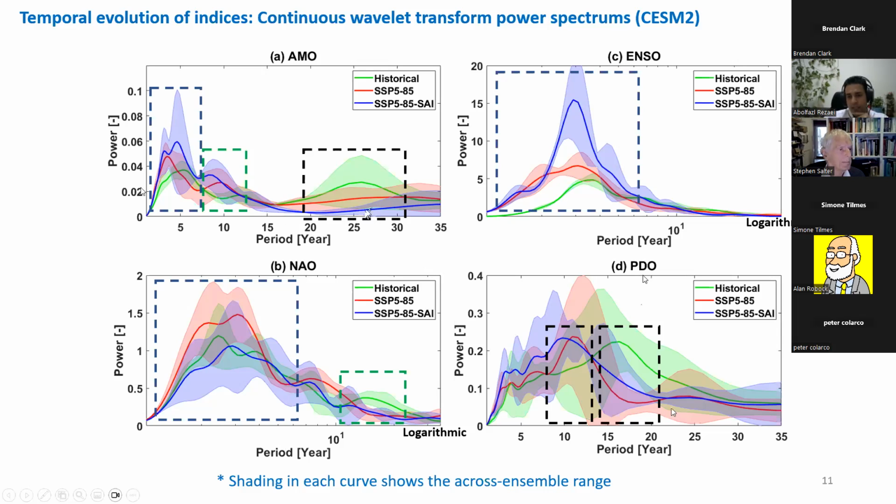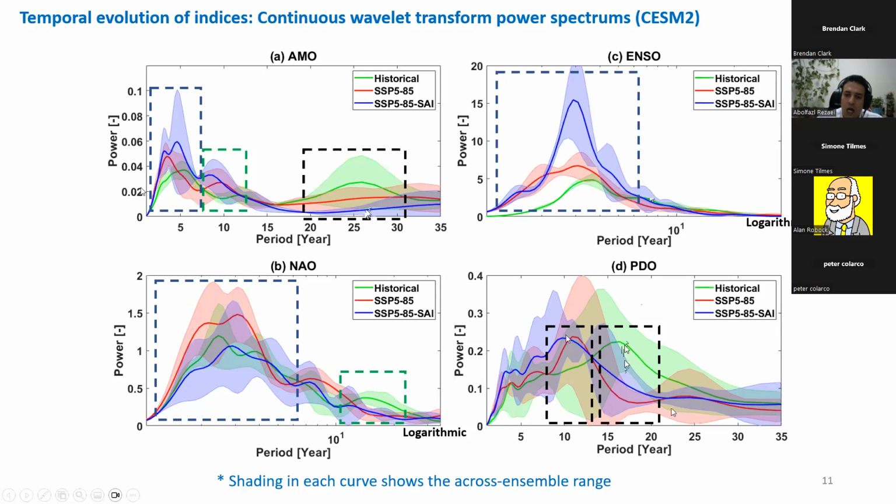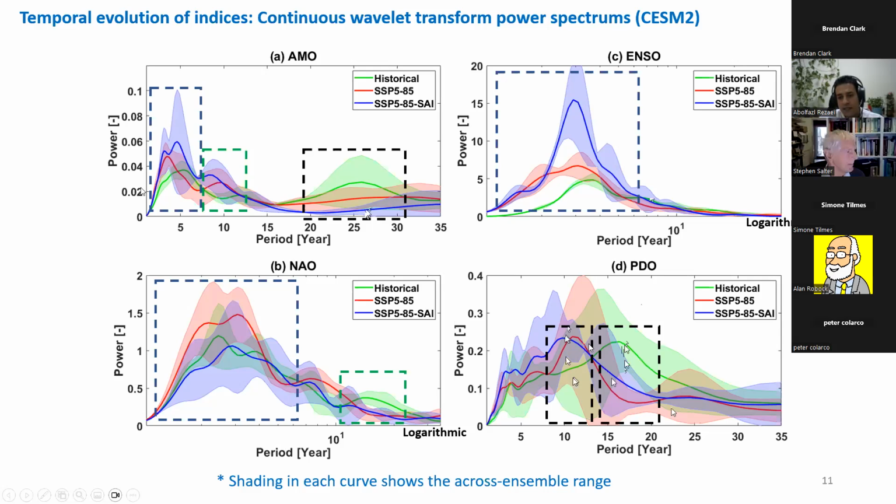And the last one is the PDO. In the PDO, we can see a shift from the lower frequency to a higher frequency. There is a dominant mode at around 15-year periodicity here in the historical data, which tends to shift to higher frequencies under global warming, and psi could not suppress these changes.